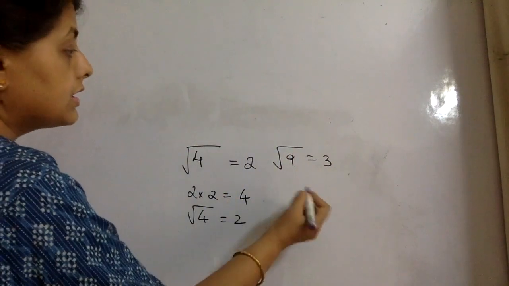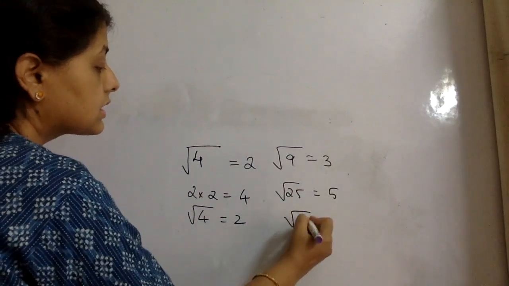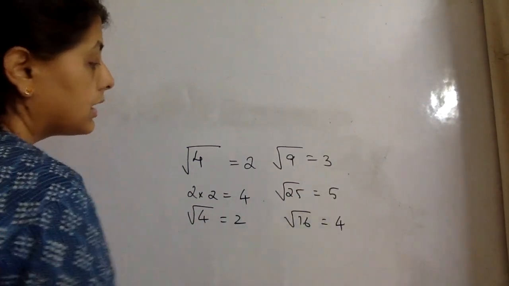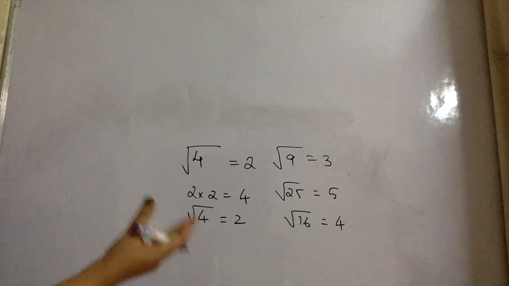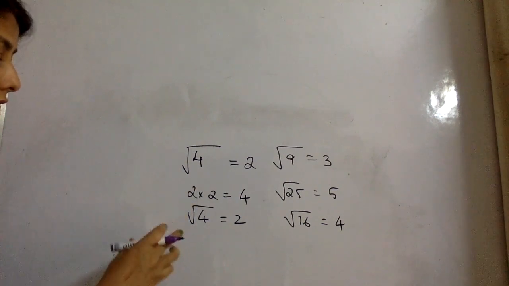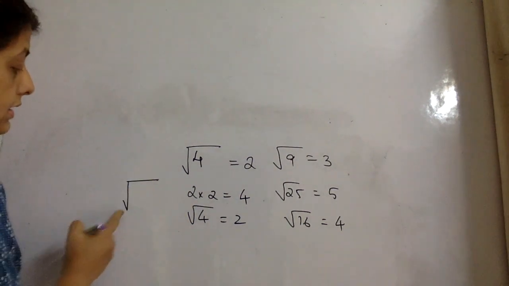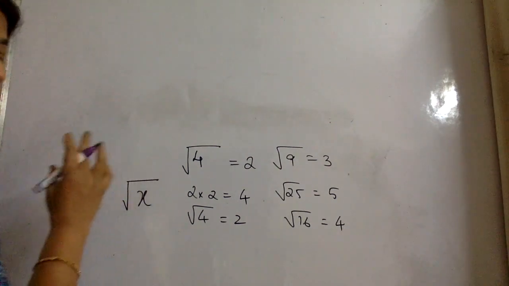Then if I take the square root of 25, that is 5. Similarly, the square root of 16 is 4, like this. So this is what we call square roots. Now don't write the number 2 here, that's not required. Only this sign tells us square root.